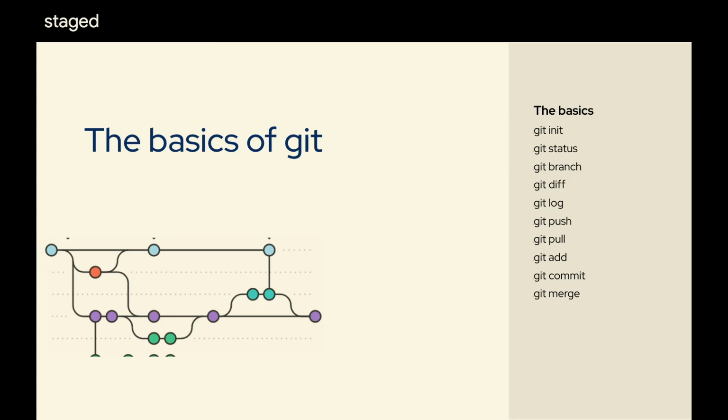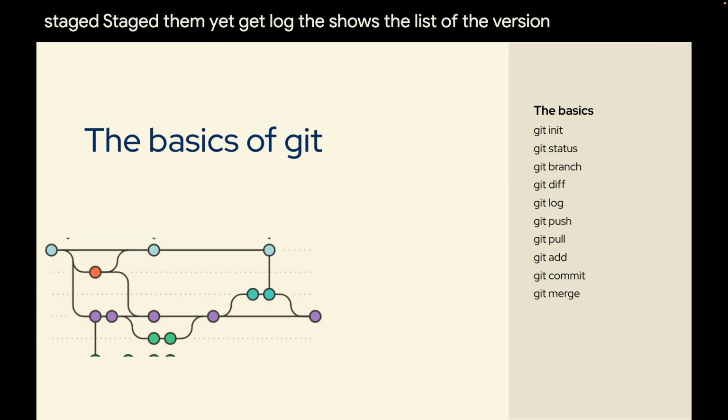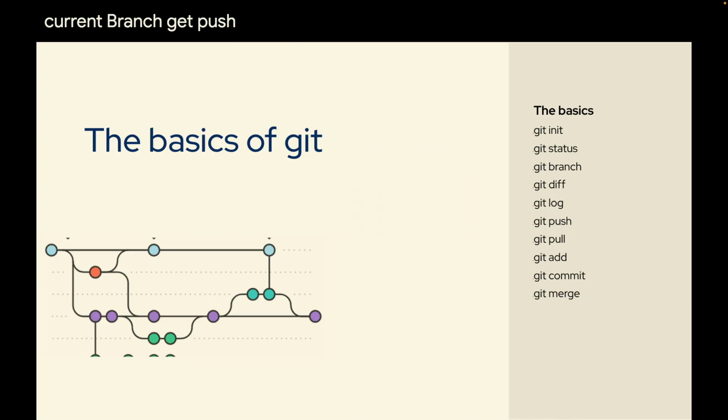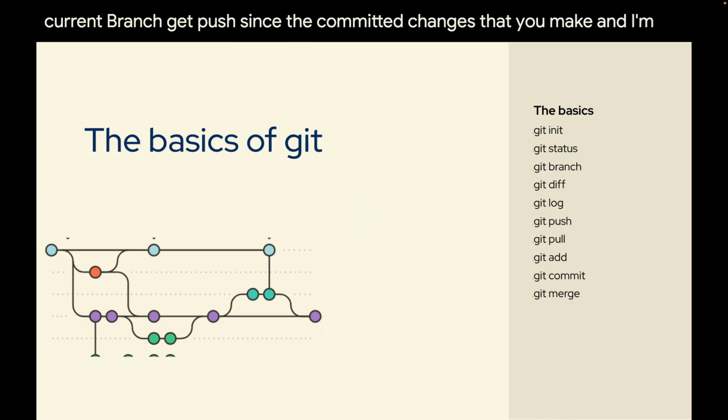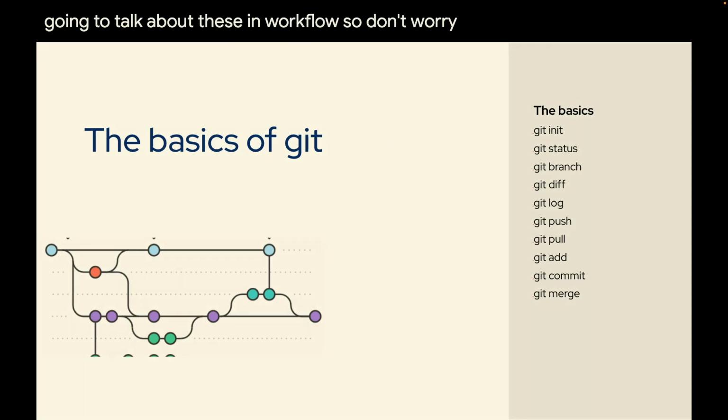Yeah, when you haven't staged them yet. Git log shows the list of the version history for the current branch. Git push sends the committed changes that you've made. And I'm going to talk about these in workflow, so don't worry too much about it right now. But git push sends those committed changes.